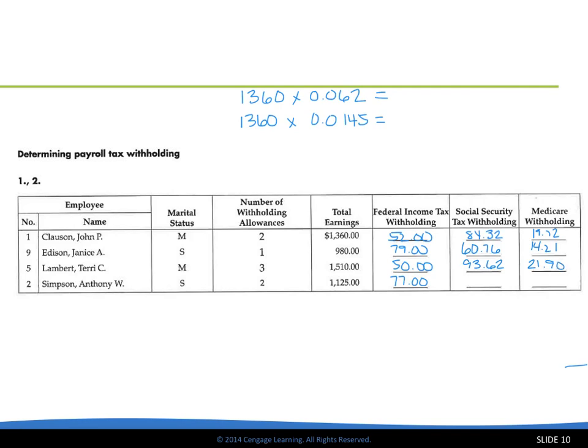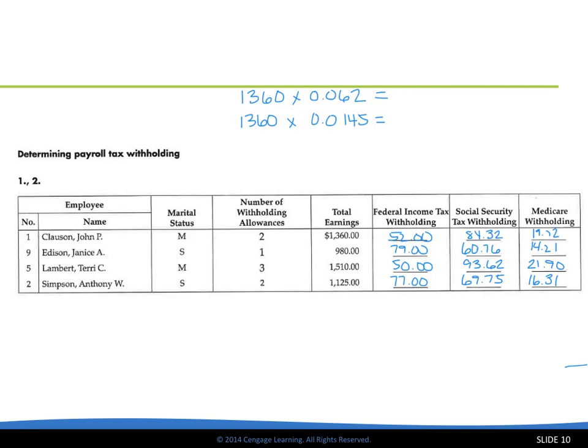Right, our final employee, their total earnings was $11.25. I take that times the 6.2%, that will give me $69.75. Right, the Medicare tax withholdings will end up being $16.31.